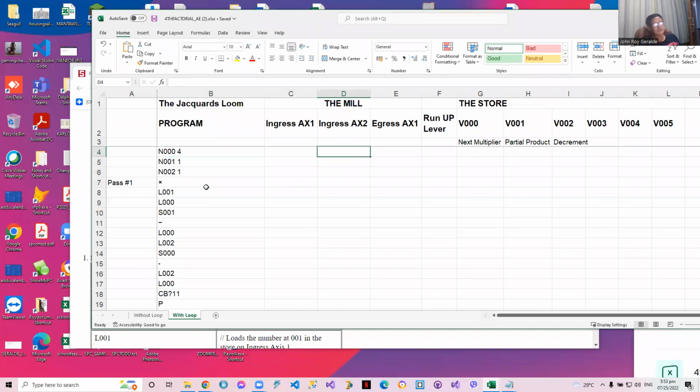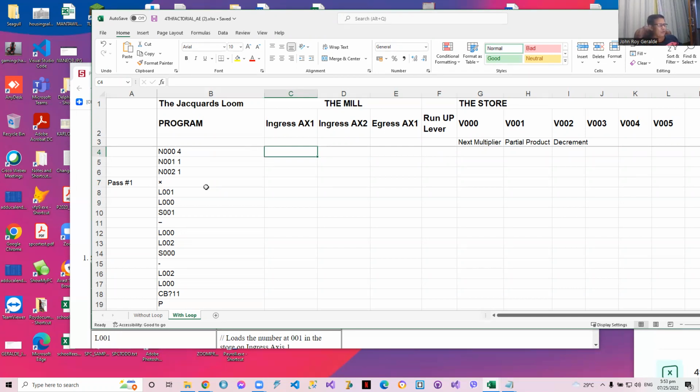Okay. Do you follow? Now we will introduce the run-up lever here. Initially, it's set to 0. So if there's no operation card, it remains at 0. Okay. Are you ready? Okay, let's run this. This is the repetition, no?